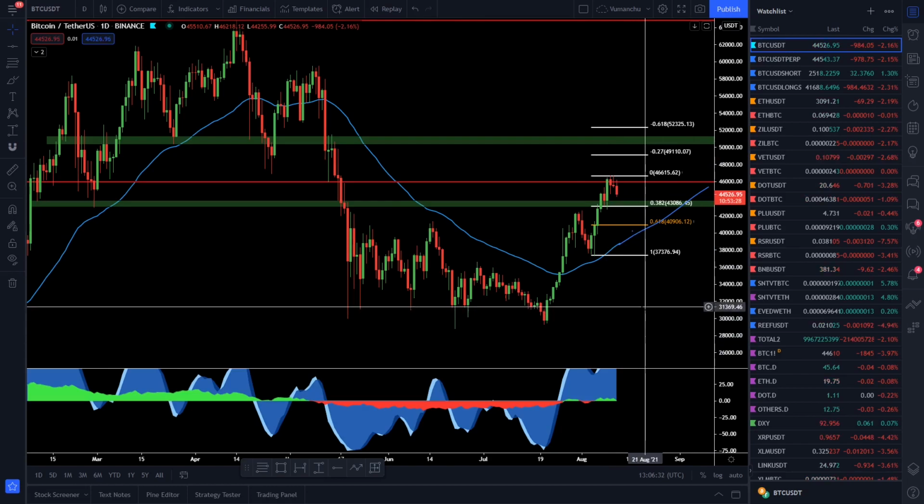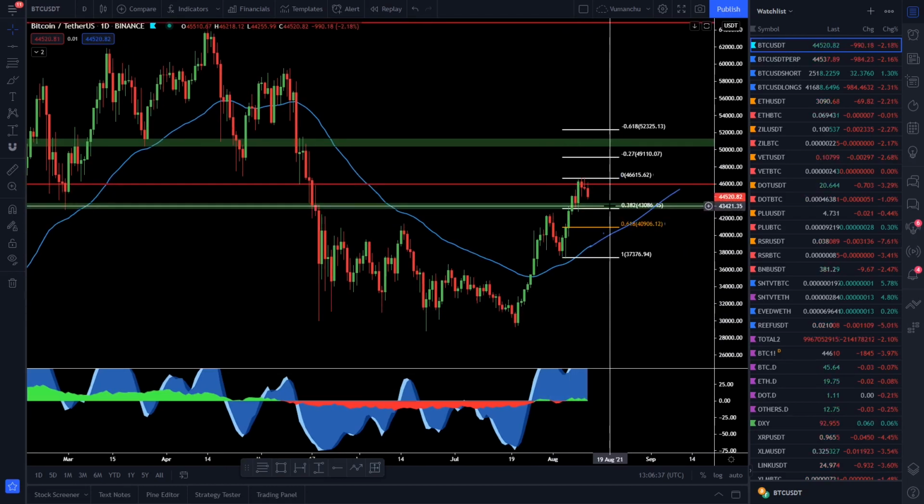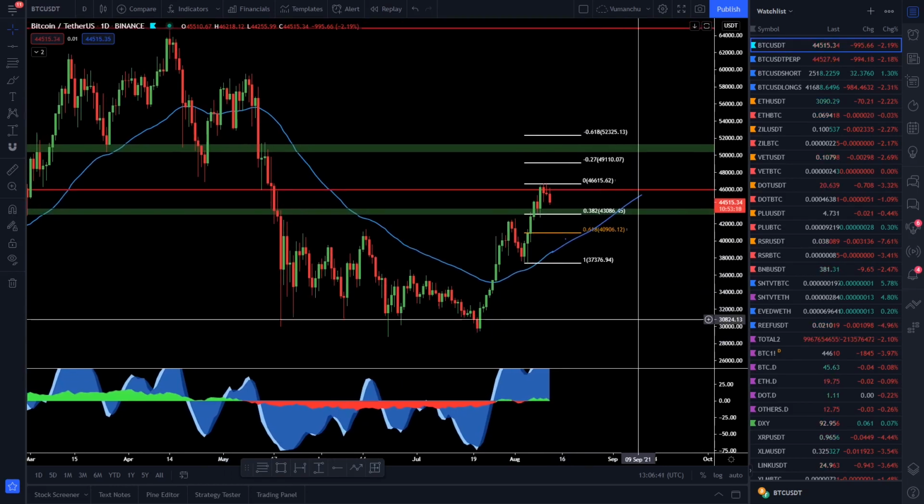So that's BTC. My thoughts are, very short term on the lower time frames, that we're going to get a push down towards this support at 43k. Long term, I think we have started the next major move to the upside.